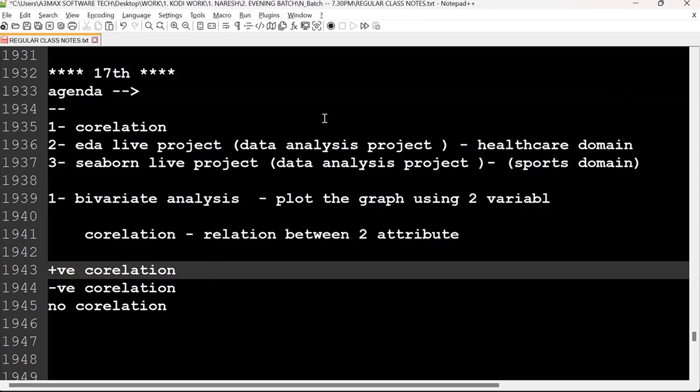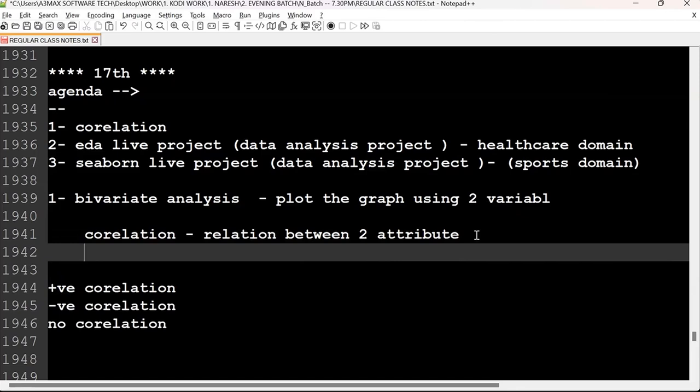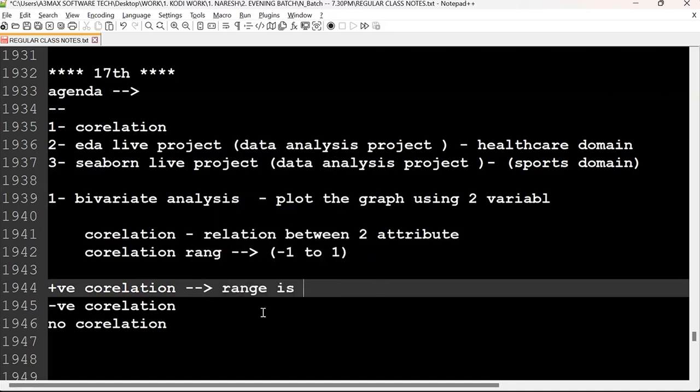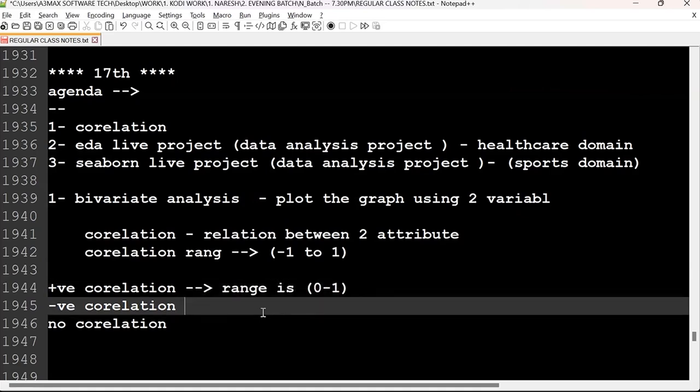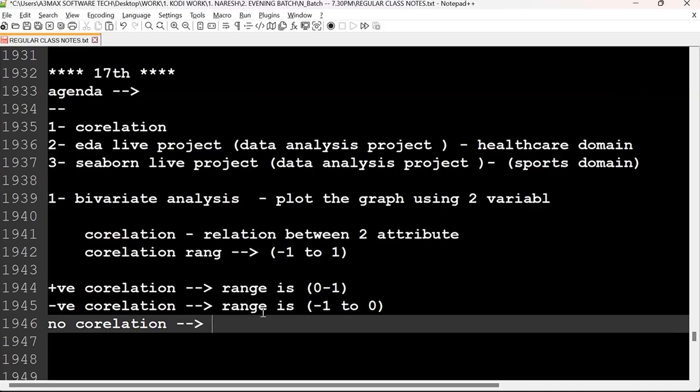Every time we need to import positive correlations because, and always remember the correlation graph, the correlation range is -1 to 1. What is the range of the correlation, guys? -1 to 1. These are all interview questions. I will tell you, positive correlation range is 0 to 1. Negative correlation range is -1 to 0. No correlation range is 0.